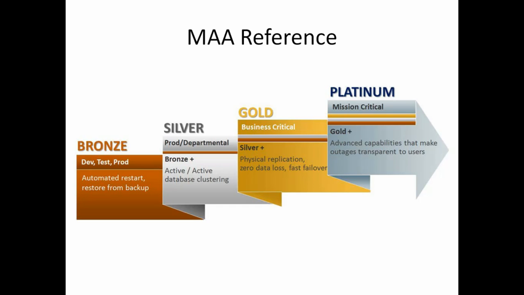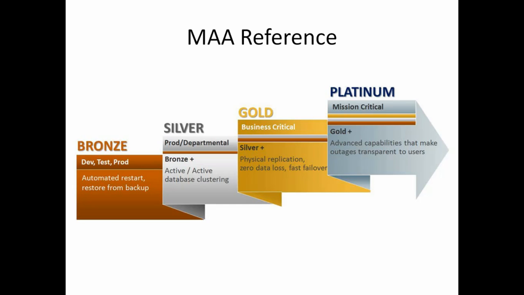When we go one step further to the gold level, which is for business critical databases, we are talking about all the high availability options of bronze and silver, and on top of it, we are also talking about zero data loss achieved through physical replication. In other words, we are talking about data guard scenarios plus whatever we achieved with bronze and silver. And finally, when we go to platinum, which is for mission critical databases, we are talking about every capability achieved through bronze, silver, and gold, and on top of it, we are also talking about transparent outages to end users and about automation of the whole process.